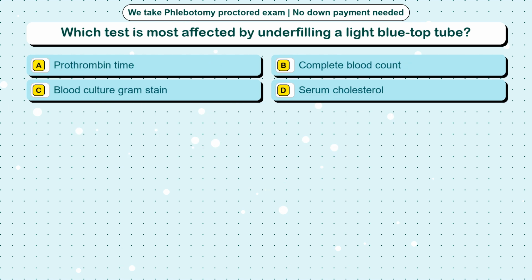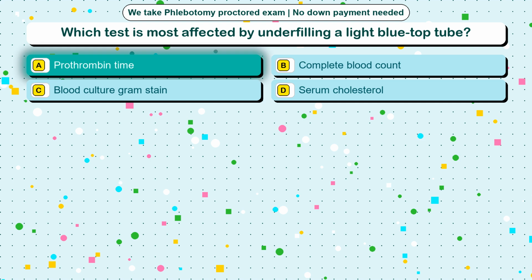Question 14. Which test is most affected by underfilling a light blue top tube? Option A. Prothrombin time. Option B. Complete blood count. Option C. Blood culture gram stain. Option D. Serum cholesterol. The correct answer is option A.